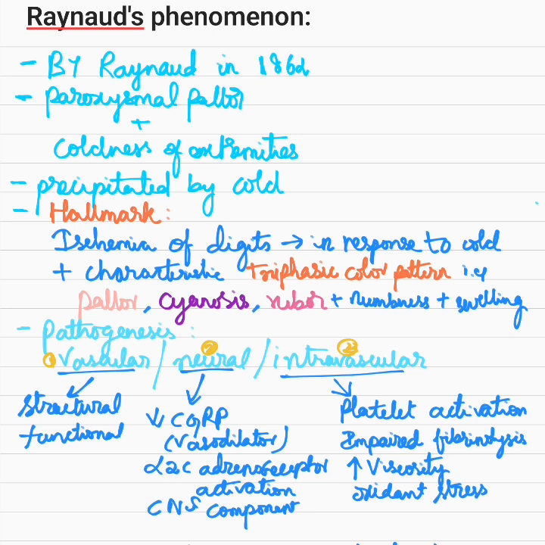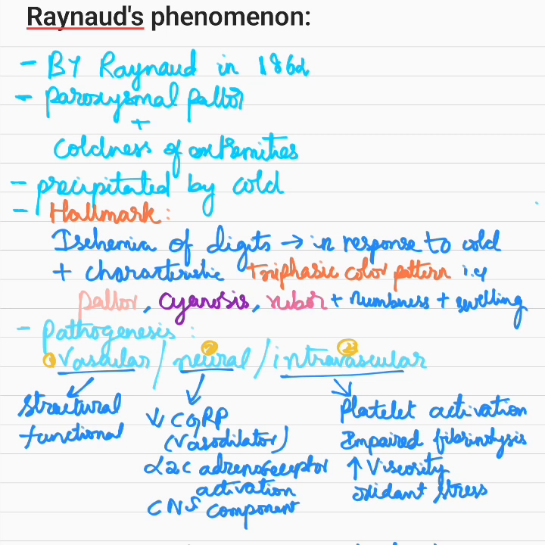Coming to the pathogenesis of Raynaud's phenomenon, there are various factors that come into play. First is the vascular, second is the neural, and third is the intravascular cause. The vascular causes can be because of structural and functional changes in the vessels, whereas the neural causes include decrease in CGRP levels, where CGRP acts as a vasodilator. It can also occur as a result of alpha 2C adrenoreceptor activation and also because of some CNS component.